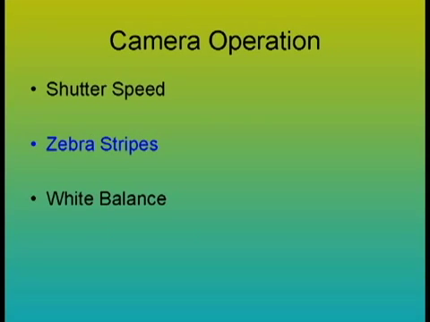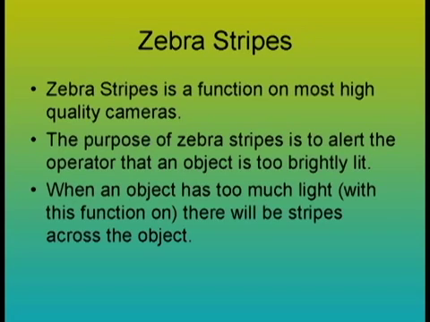We will now delve into the exciting topic of zebra stripes. Zebra stripes is a function on most high-quality cameras. The purpose of zebra stripes is to alert the operator that an object is too brightly lit. When an object has too much light with this function on, there will be stripes across the object.